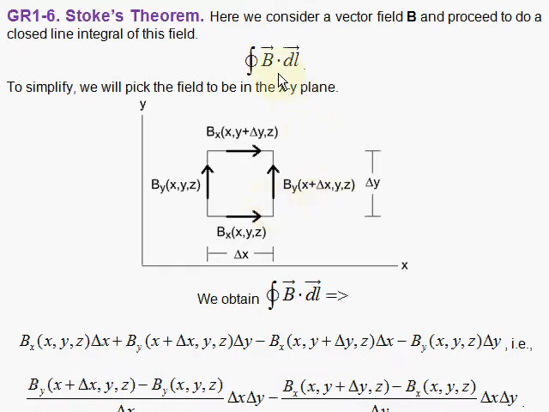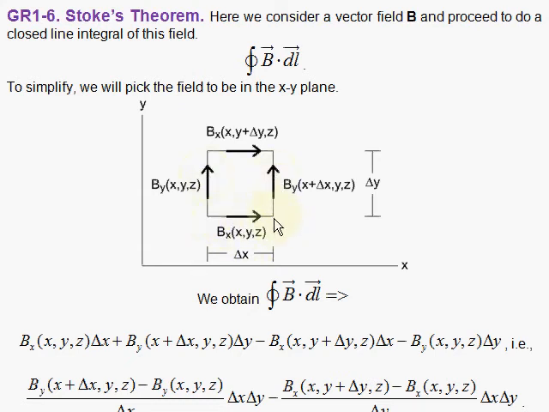So here we're going to do a line integral where we take the dot product of a vector field with a line element and go around the square. So here we have the value at the point x and y, Bx and By here, the two dimensions, and you put in x, y, and z down here to get those vector values.